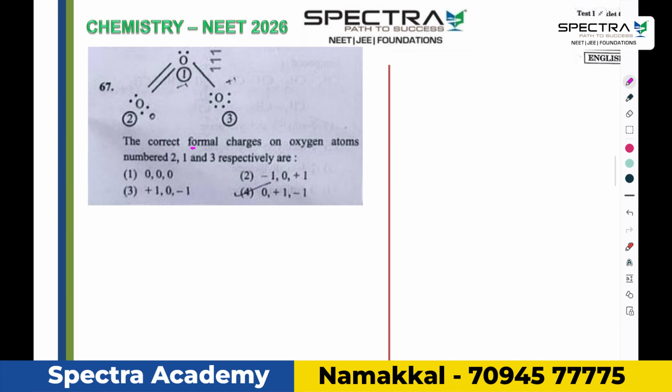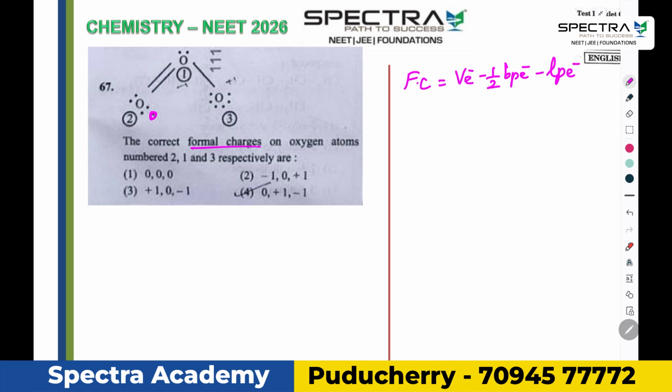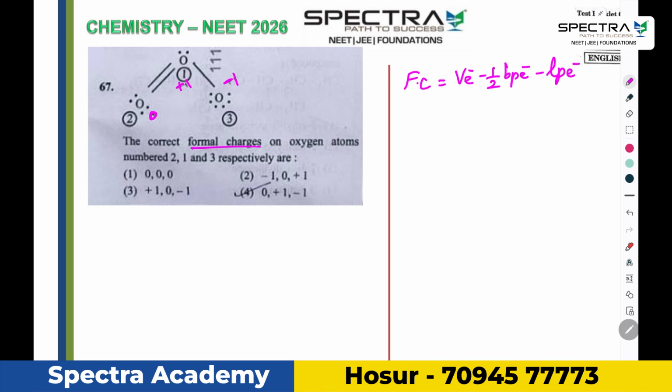Question number 67. They are asking formal charges. Formal charge is what formula? Valence electron minus half into bond pair electrons minus lone pair electron. So when you apply the formula, you'll get 0 for this one, plus 1 for this one, and minus 1 for this one. So the answer for this question is option 4.